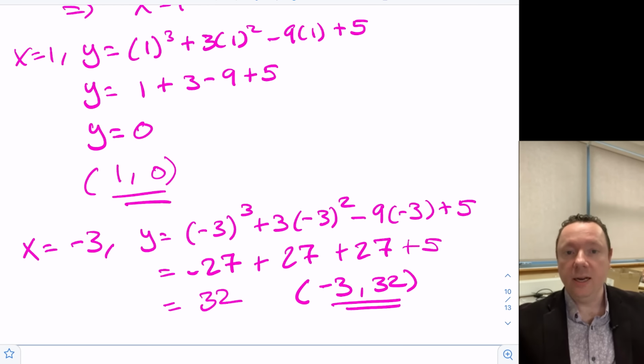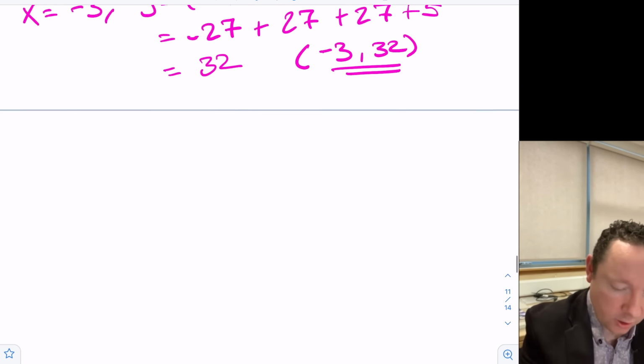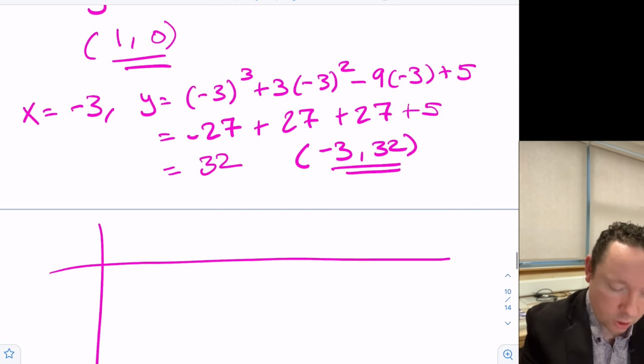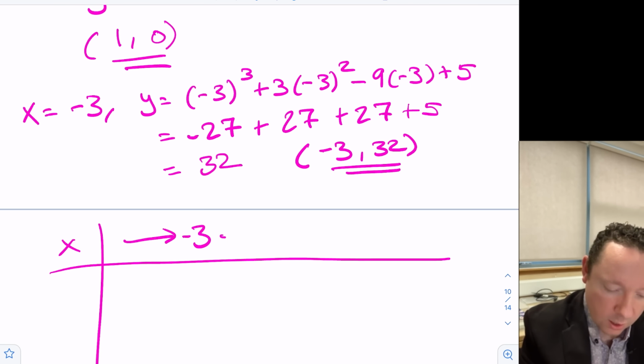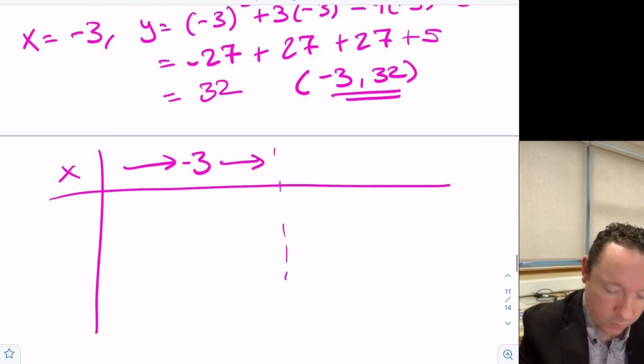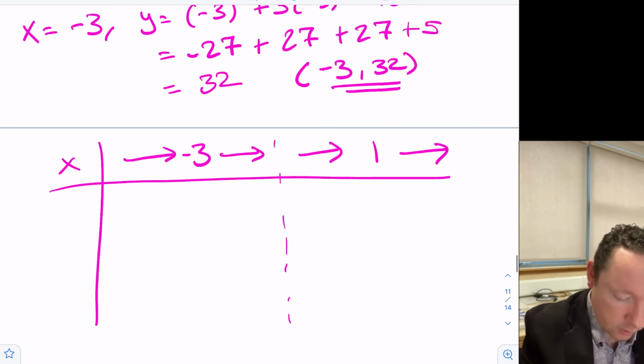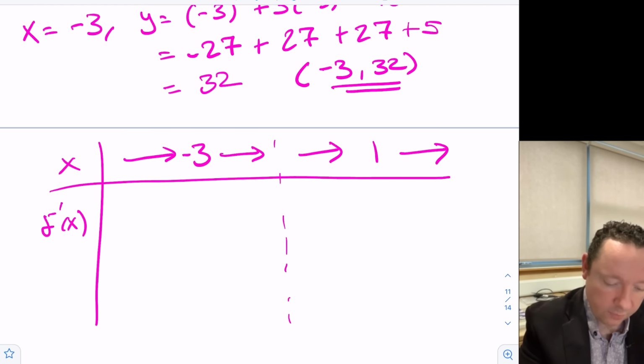Now we need to determine our nature by using a nature table. So a nature table is like this. We're going to go along to our first point. This is our x, so minus 3. And then along. And then we're going to examine the other stationary point, so I'm going to go along to 1. And then along. I always keep it separate in case there's a discontinuous point. I don't want to lose marks. There isn't in this case, but just in case. So then we're just looking at our derivative, f dash x. So picking numbers, we know that at minus 3 it's 0 and at 1 it is 0.